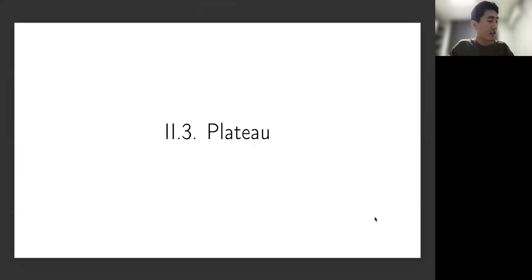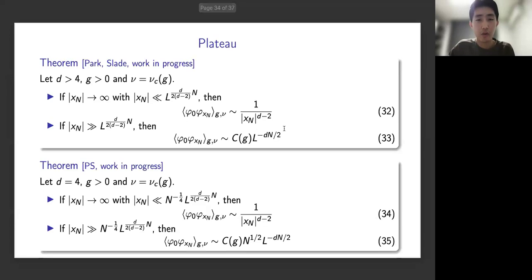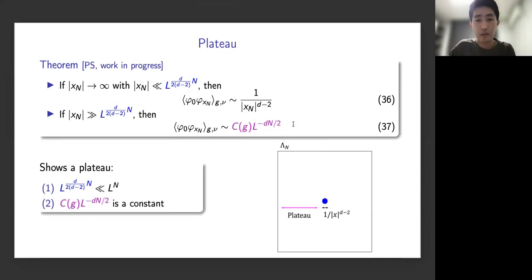Our next set of results are on the plateau, but because I don't have much time left now, I will go through this very quickly. Again, we have similar results for dimension equal to 4 and greater than 4. I think it's better to go to this slide first.